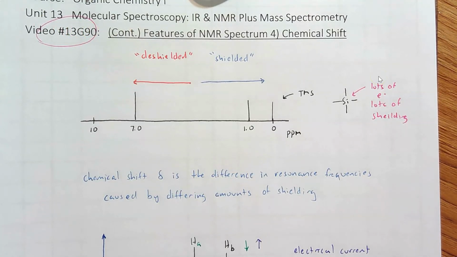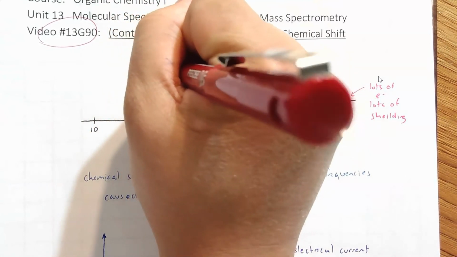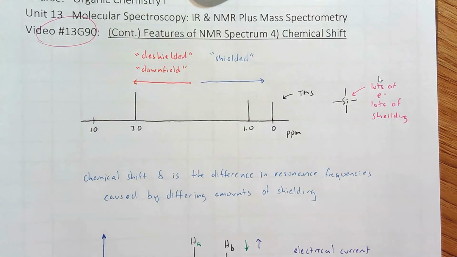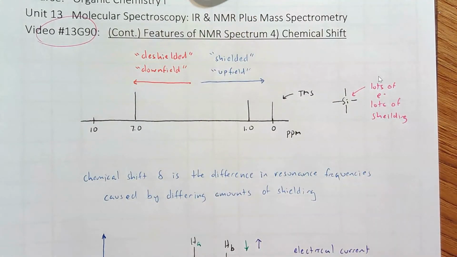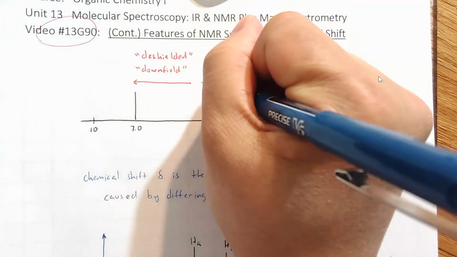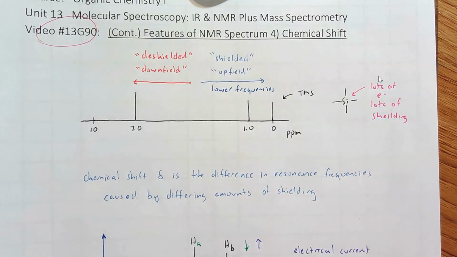I wanted to jot down one more thing about these directions. The other way that people describe signals being deshielded is they say downfield. The proton moved downfield versus the proton stays or moves upfield. Those terms come from the fact that greater shielding leads to resonance at lower frequencies. So going to the right is lower frequencies of the radiation absorbed, and these are higher frequencies.